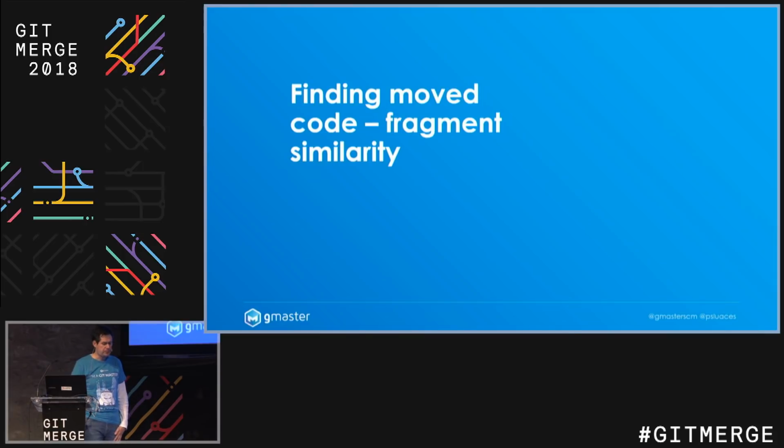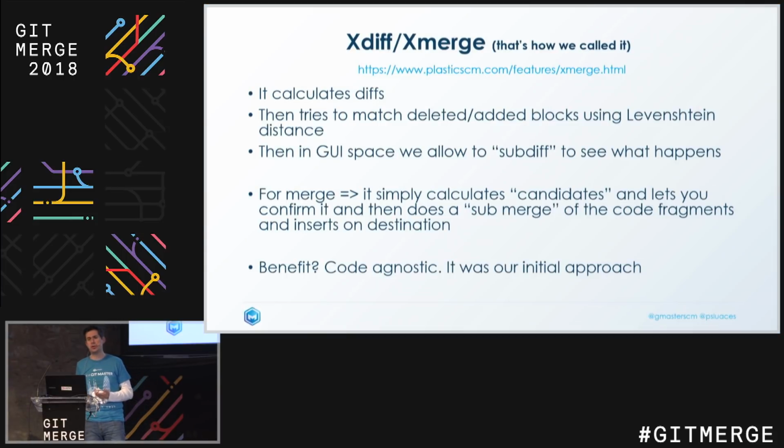Okay, so this is how we started, finding moved code through fragment similarity. We call it cross-diff and cross-merge because we like cool names, as I said before. What we did, and we had this for years already, we started long ago, is the technique goes as follows. We calculate the diff, and then we try to match added and deleted blocks. So whatever is added and deleted is a potential candidate for a move. And this is how we track moved code within a file.